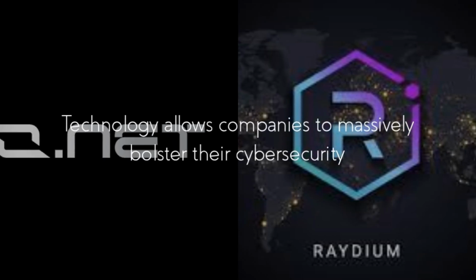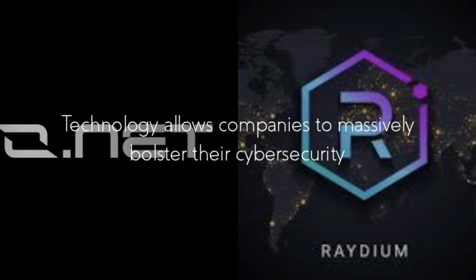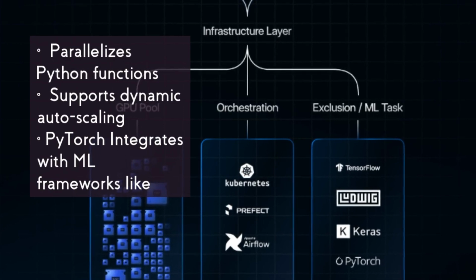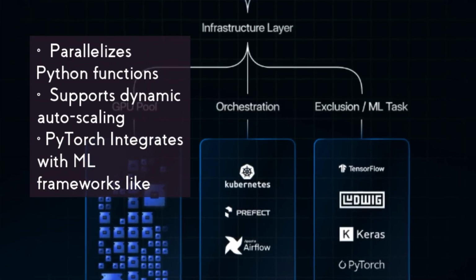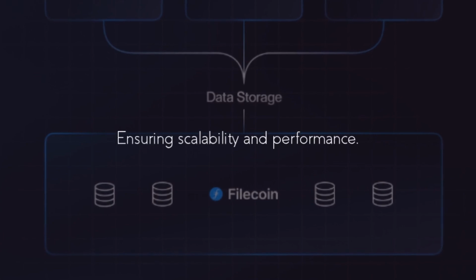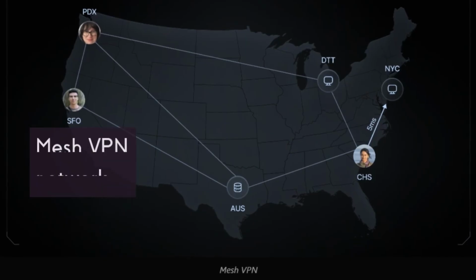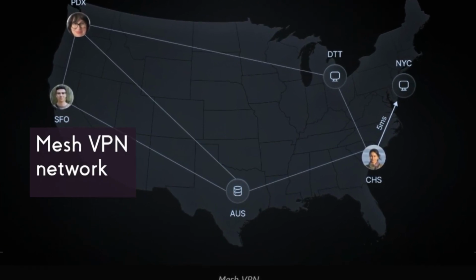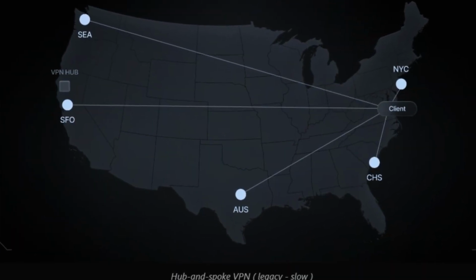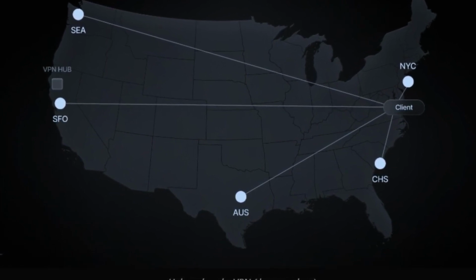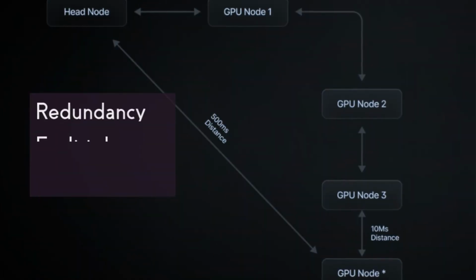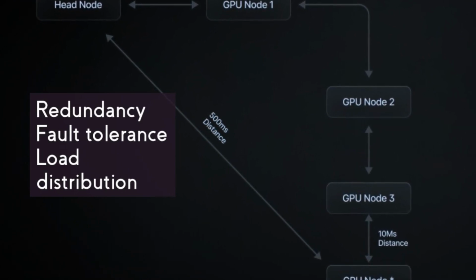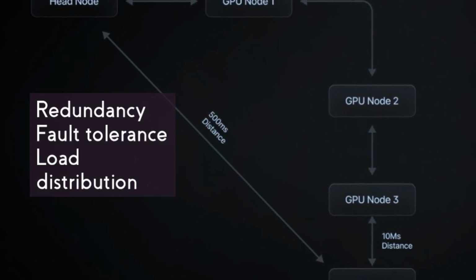IO SDK, a specialized fork of Ray, powers IO.net's capabilities. It parallelizes Python functions, supports dynamic autoscaling, and integrates with ML frameworks like PyTorch, ensuring scalability and performance. Mesh VPN network connects nodes in a decentralized manner, unlike traditional hub-and-spoke VPNs. Each node connects directly to others, allowing data to travel along multiple paths. This structure increases redundancy, fault tolerance, and load distribution, ensuring a more reliable and efficient network.